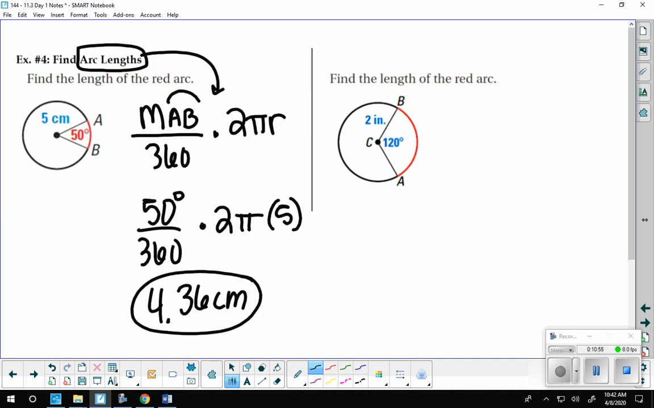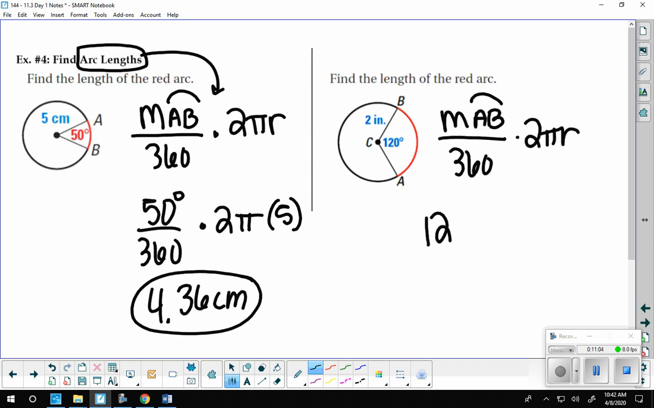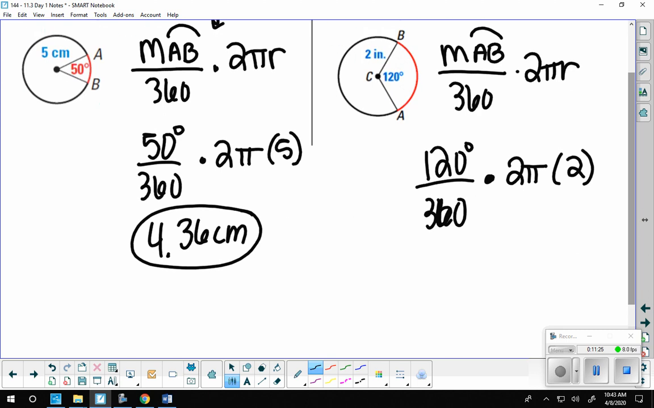Okay. Here, same thing. So the measure of arc AB, because AB is in red, divided by 360 times 2 pi r. So the measure of that red arc is 120 degrees. Remember, we're finding arc length times 2 times pi times r, and our radius is 2. Plug that in your calculator. I would first plug in 120 divided by 360, take that decimal and multiply it by 2 times pi times 2, and you'll get 4.19 inches.